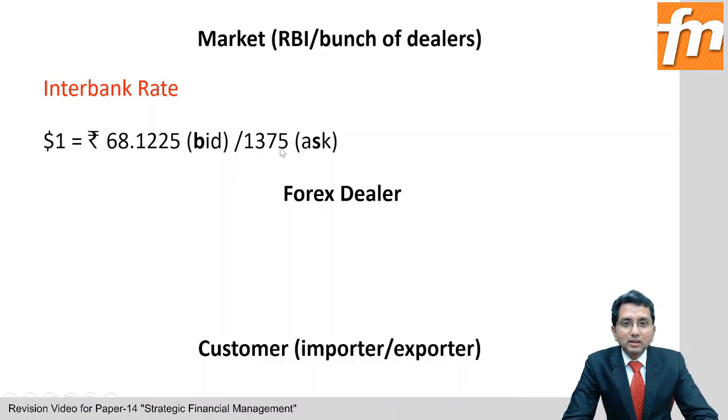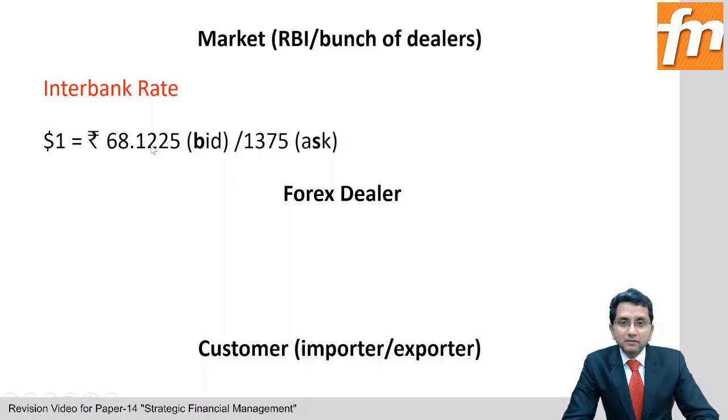1375 doesn't mean 1375 rupees. Only the decimal points are changed, hence only the decimal points are written. 1375 means 68.1375. This is how it is written: the smaller rate on the left hand side, then the oblique sign, and the bigger rate on the right hand side. This is the way of writing the rate.